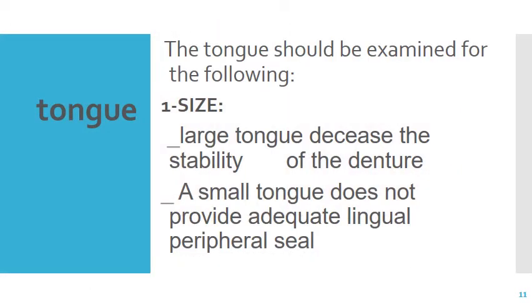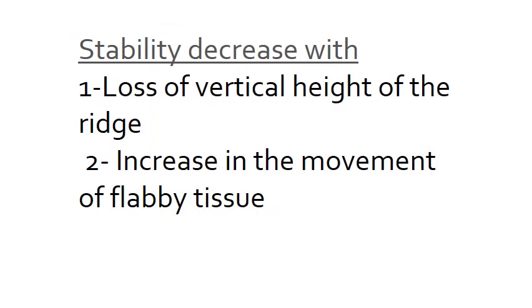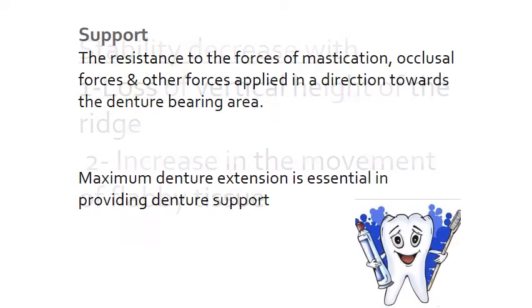The tongue should be examined for size. A large tongue decreases the stability of the denture. A small tongue does not provide adequate lingual peripheral seal. Tongue movements and coordination are important to register a good peripheral tracing, and they are also necessary in maintaining the denture in the mouth during functional activity like speech, deglutition, and more. Stability decreases with the loss of vertical height of the ridge and increase in the movements of the tissue.